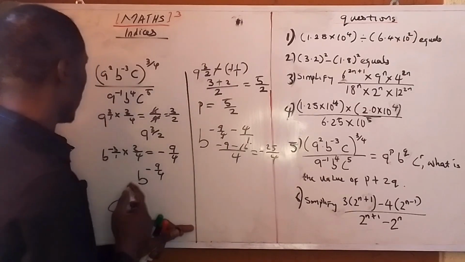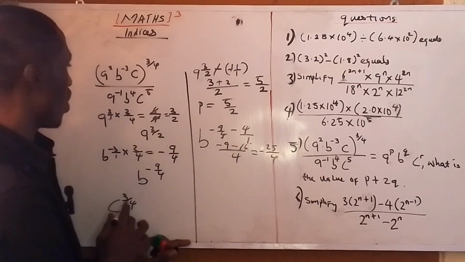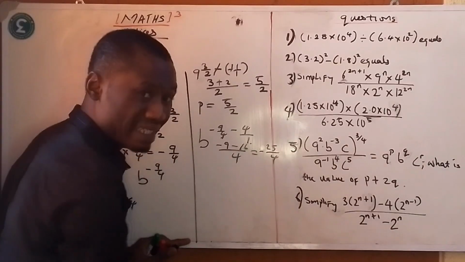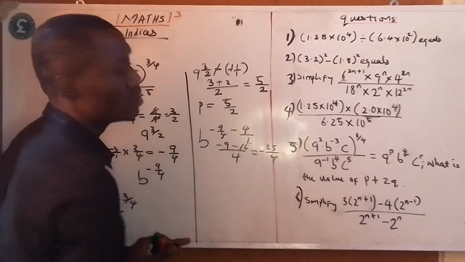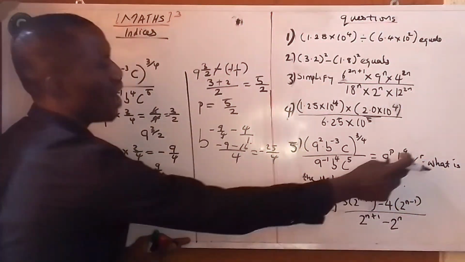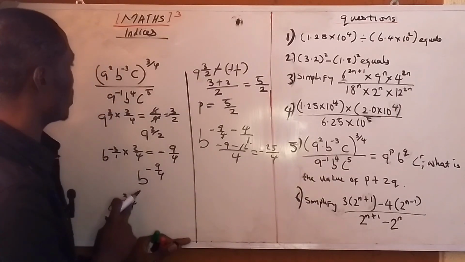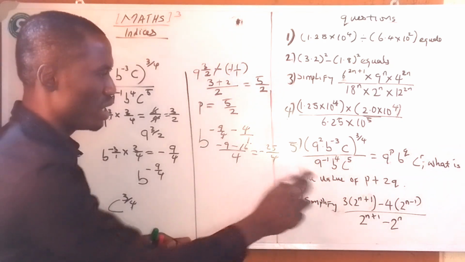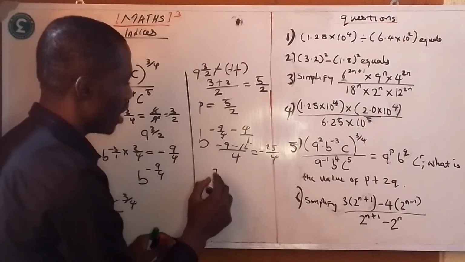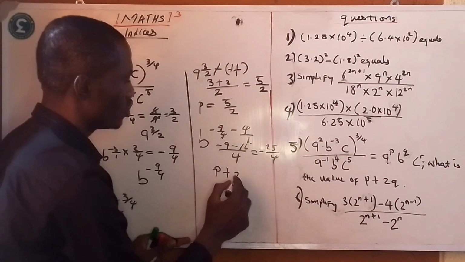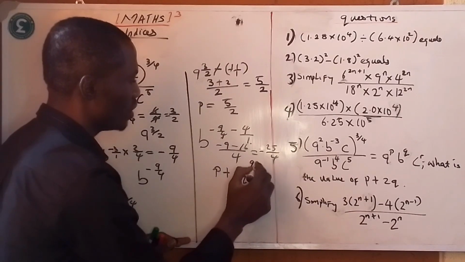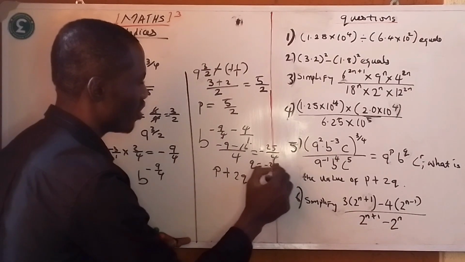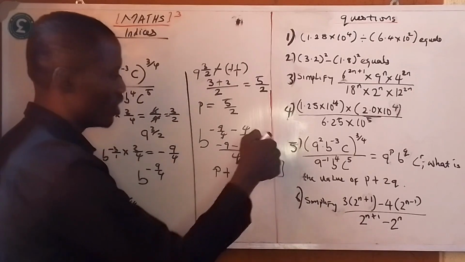Now, we need to find c. For you to find the value of R, which we don't need, we only need P and Q. You just need to subtract 3 over 4 from 5. You'll get that value, but we don't need it. What we need is to find P plus 2Q. But you know that Q is equivalent to minus 25 over 4 from this value here.